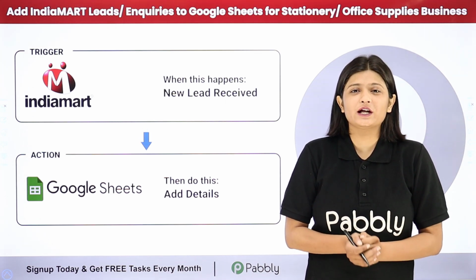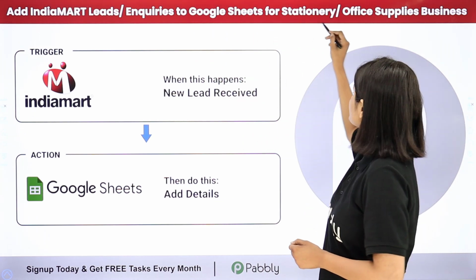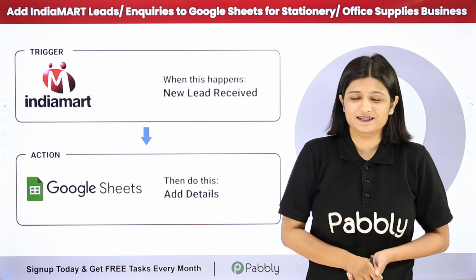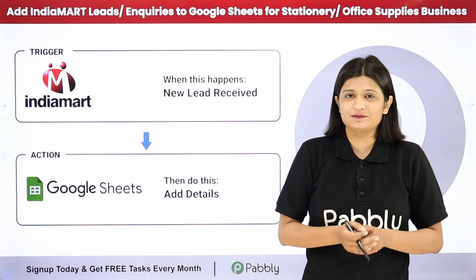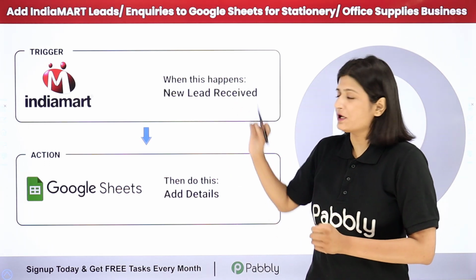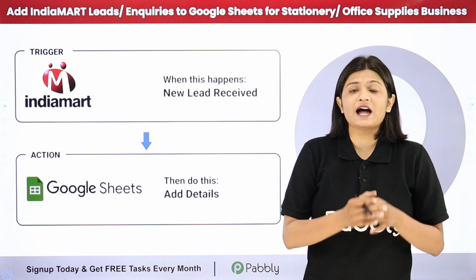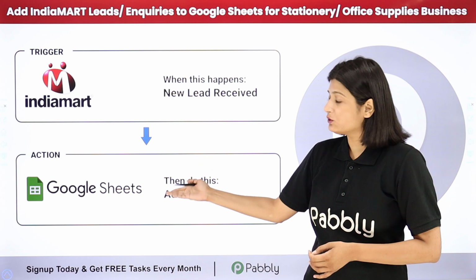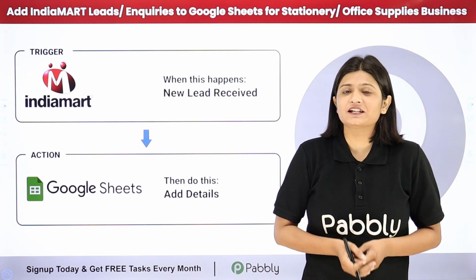So in this video we are going to learn how to add IndiaMART leads inquiries to Google Sheets for stationery office supplies business. So let's suppose I am an owner of stationery and office supplies business and I am receiving many leads and inquiries on my IndiaMART store. Now I want to add all these leads and inquiries that I am receiving on my IndiaMART store to my Google Sheets automatically so that I can keep track of these leads and inquiries.